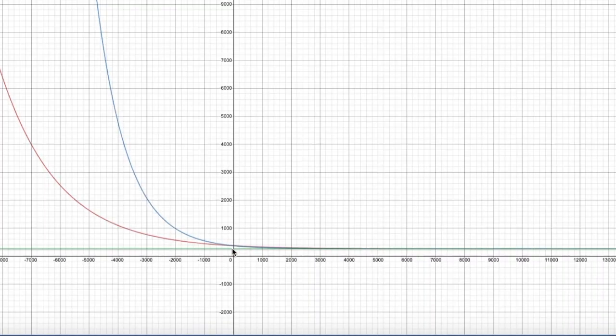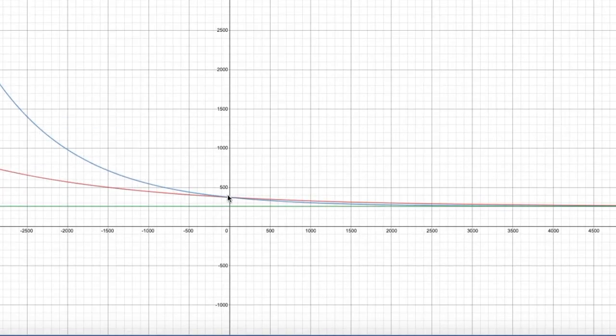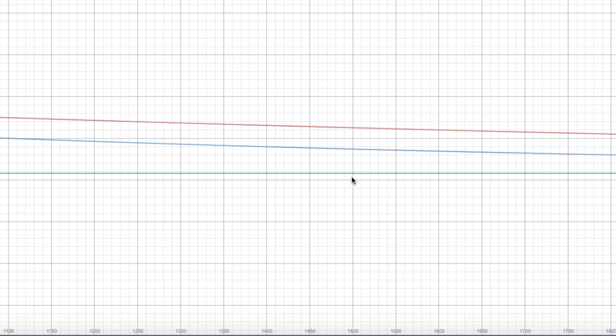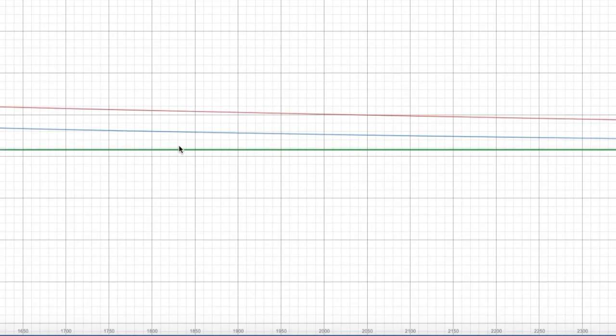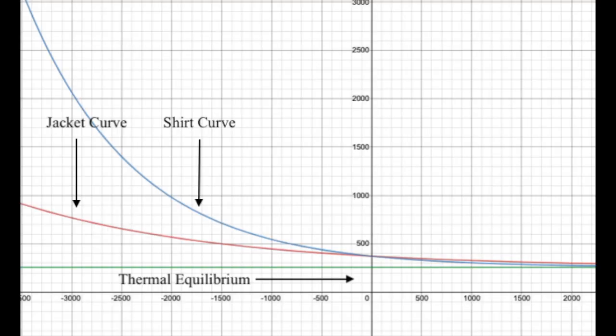The graph here represents a cooling curve of a polyester jacket and a cotton shirt. The flat line represents the thermal equilibrium, a temperature which the objects will not become lower than because the surrounding temperature is the flat line.